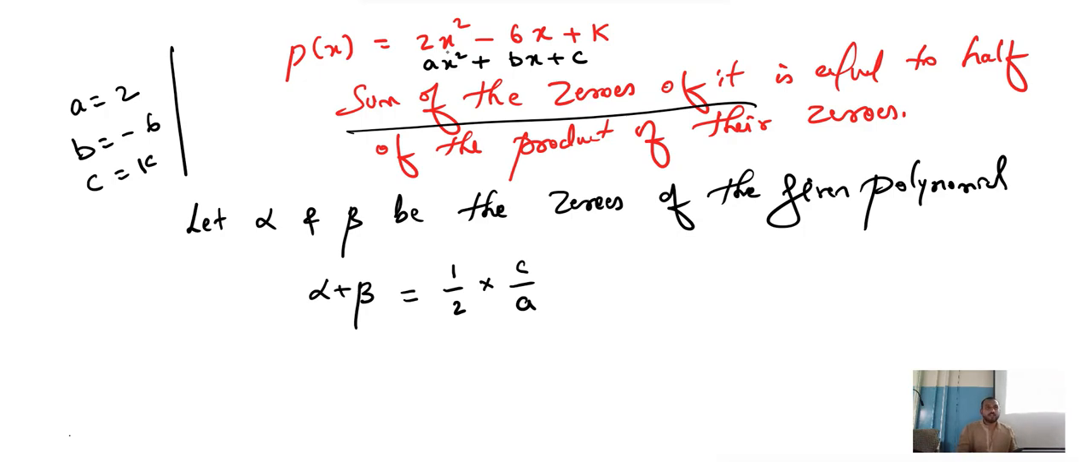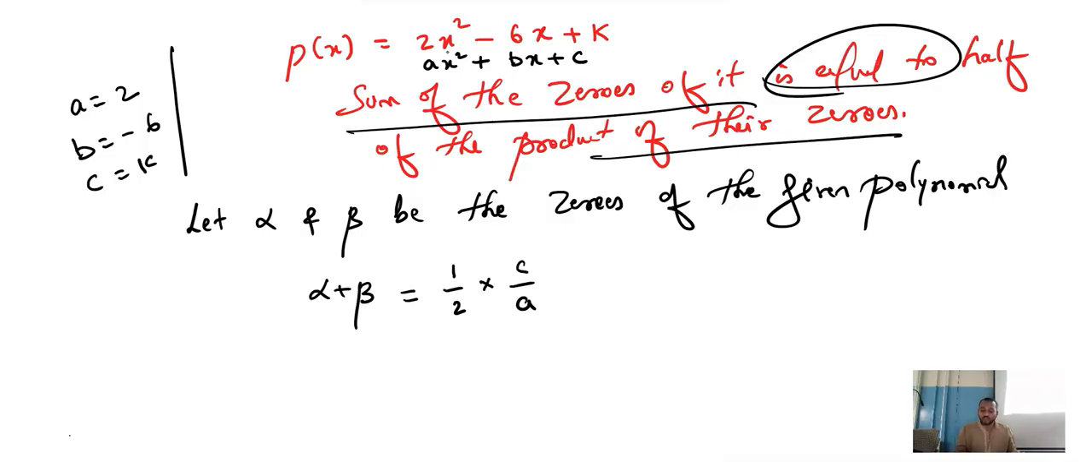Now statement, what is the condition they said? Sum of its zeros, that is alpha plus beta, is equal to half, 1 by 2, into product of its zeros, C by A. Right? First, let me write the statement for your better clarification. Sum of its zeros alpha plus beta is equal to 1 by 2 into product of its zeros, alpha into beta.